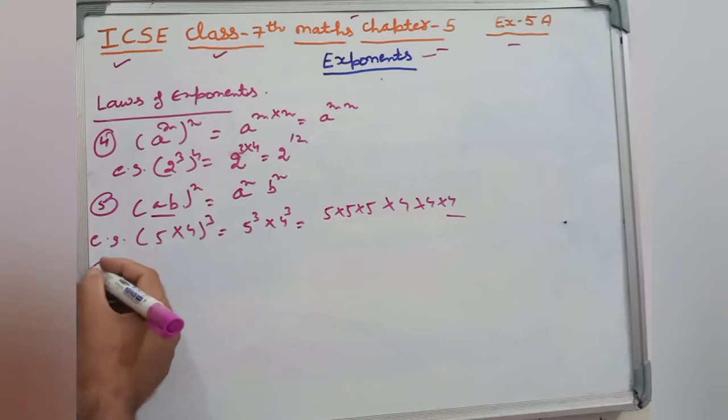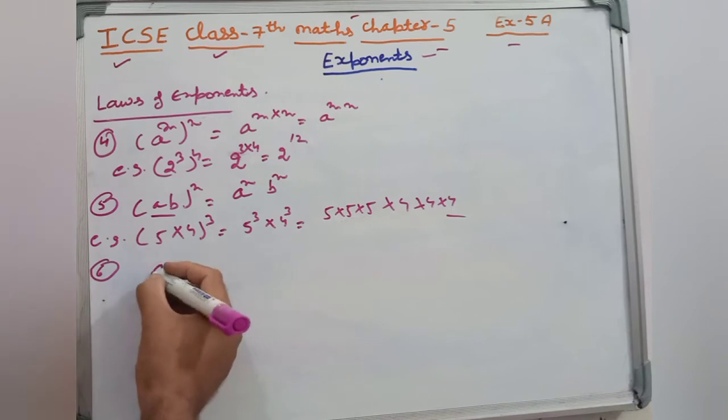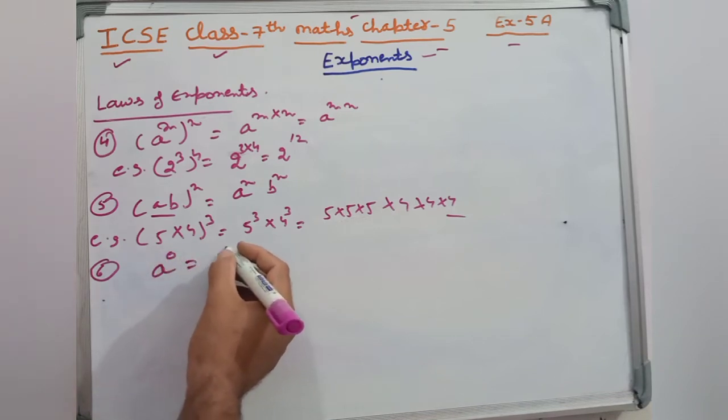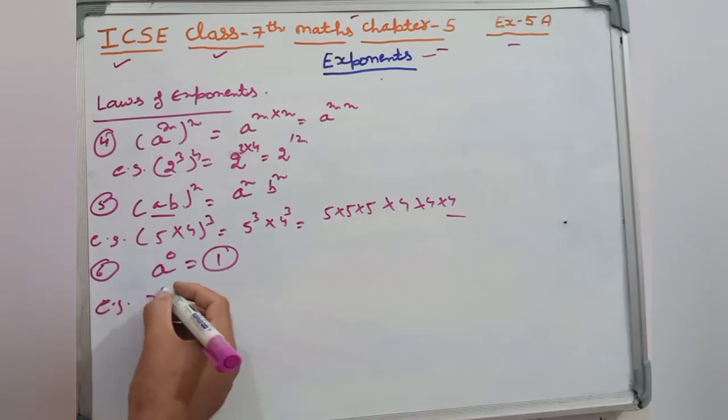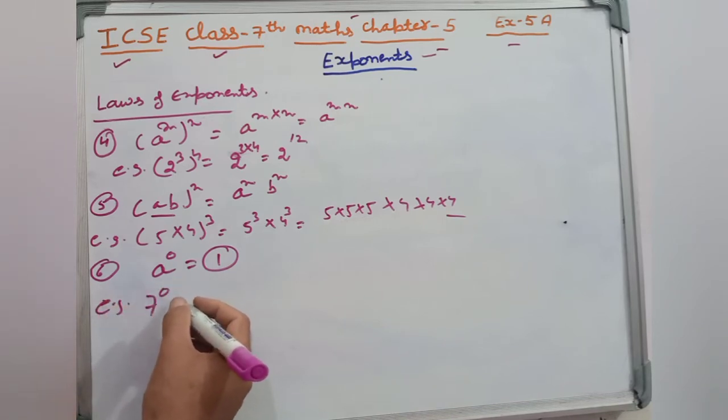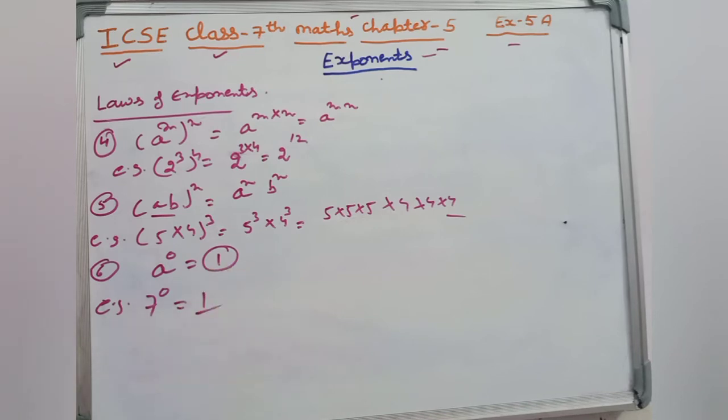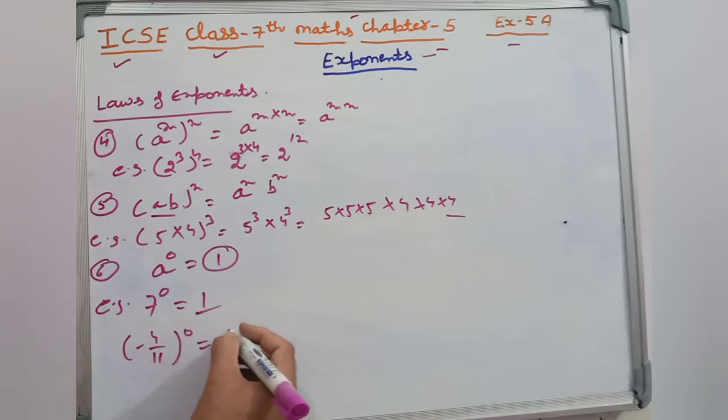Now sixth, what is the sixth rule? a raised to power 0 will always be treated as 1. There is no 0. For example, if I write 7 raised to power 0, your answer would be 1, not 0. Take it as 1. If I write minus 4 upon 11 raised to power 0, its answer would be 1, not 0. Right? So students, these were all the rules or laws related to the exponents.